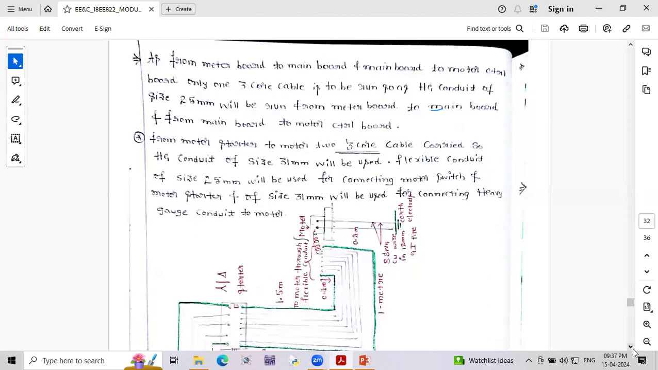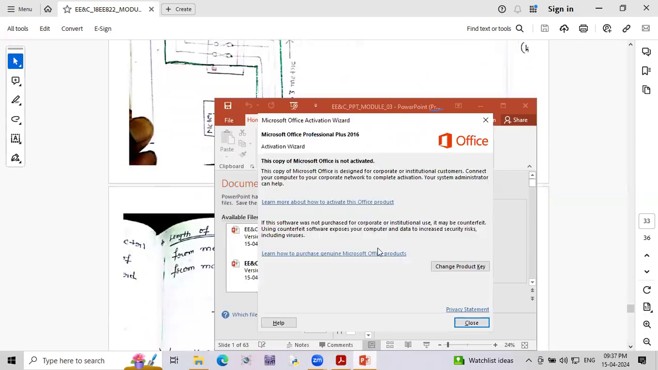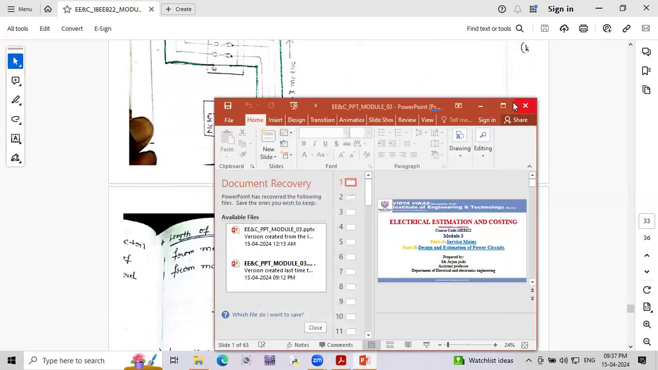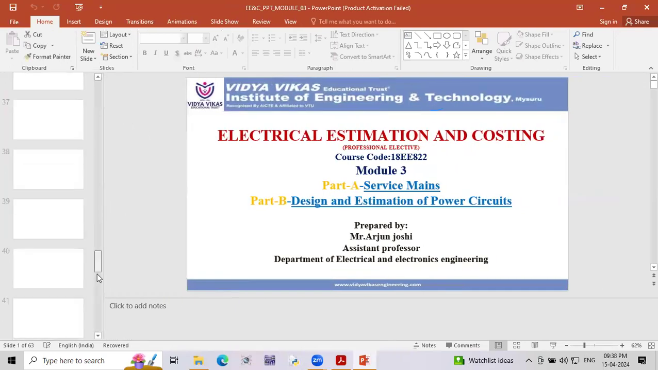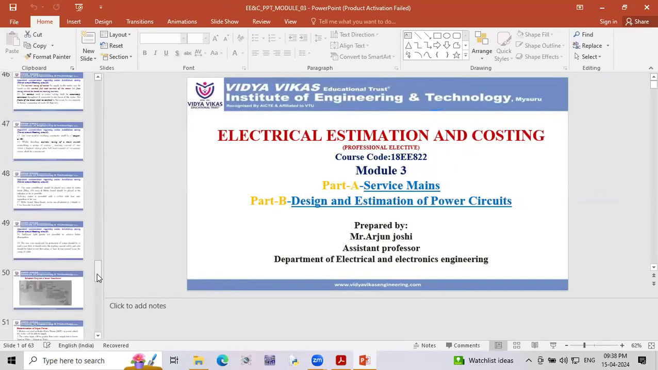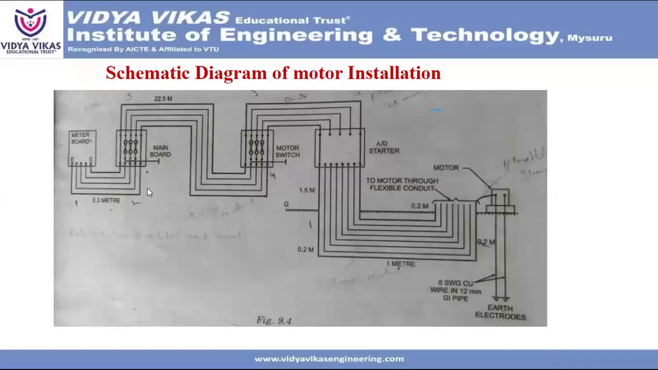Now let's understand this diagram, so I move on to the slides here. All of you observe this slide. From meter board to main board 0.3 meter, from main board to motor switch 22.5 meters, motor switch to starter 0.3 meter, 0.25 meter we need to consider.